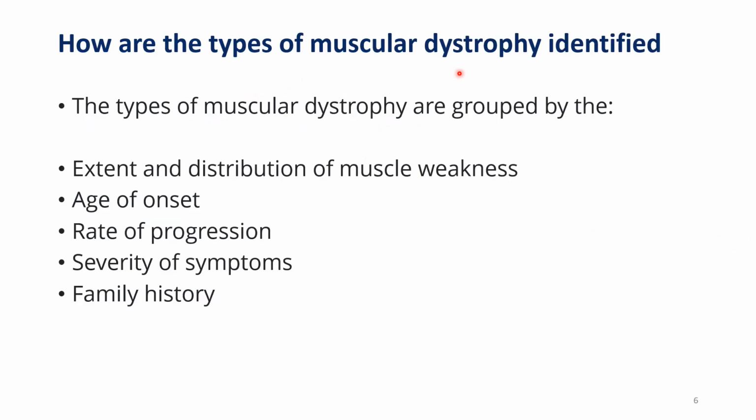How are the types of muscular dystrophy identified? The types of muscular dystrophy are grouped by the extent and distribution of the muscle weakness, age of onset, rate of progression, severity of symptoms and family history. So based on these factors, we can classify muscular dystrophy.